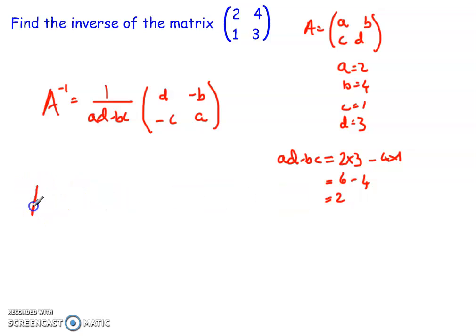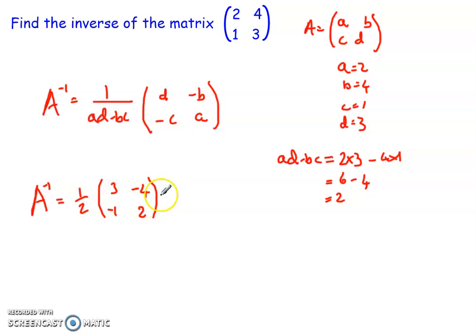So what we now do is substitute the values into the formula. So my inverse is equal to 1 over AD minus BC. Well, we know that's equal to 2. So it's going to be a half. And then it's just substituting the values in. So D is 3. I've got negative B, which is negative 4. I've got negative C, which is negative 1. And I've got A in the bottom corner, which is 2. So I can just leave it like that.